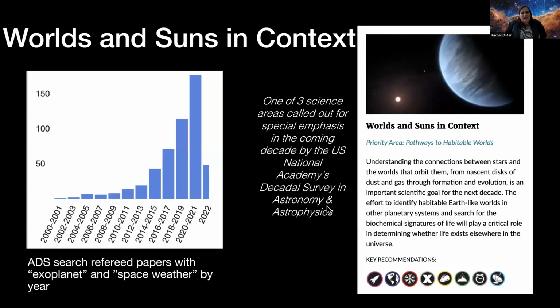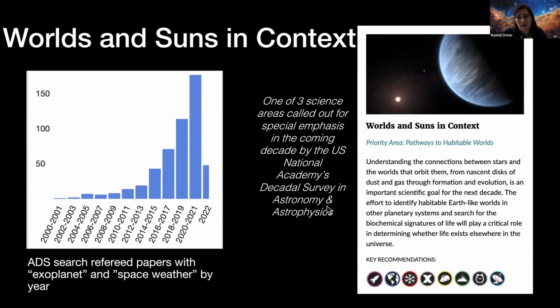So Worlds and Suns in Context was one of 3 science areas called out for special emphasis in the coming decade by the U.S. National Academy's Decadal Survey in Astronomy and Astrophysics. You can see the little graphic off to the right, just pointing out the interdependence of advancing our knowledge of stellar astrophysics and our knowledge of exoplanetary astrophysics. Those two are intimately entwined from formation through all evolutionary phases.